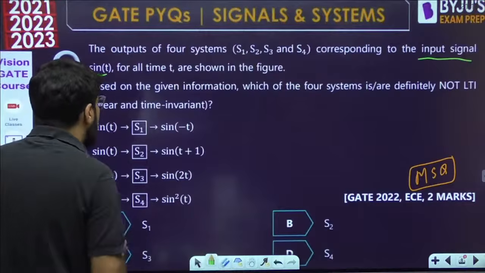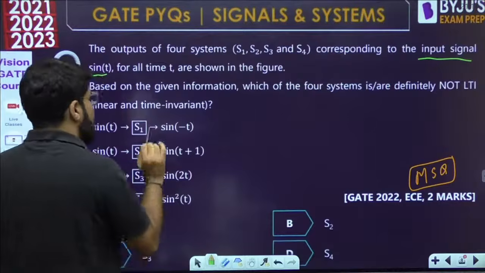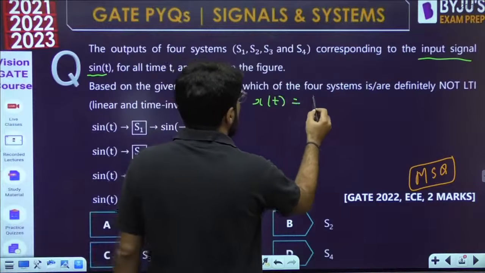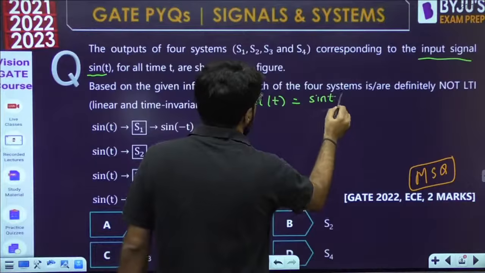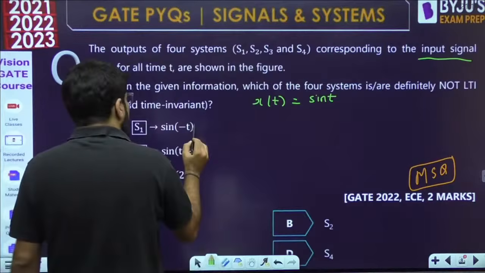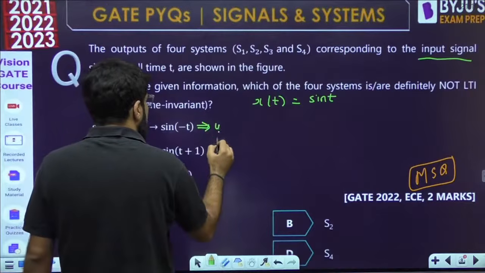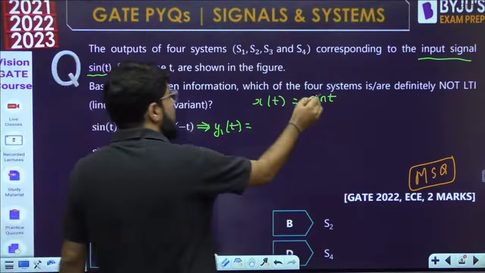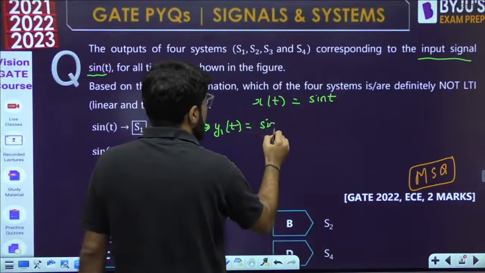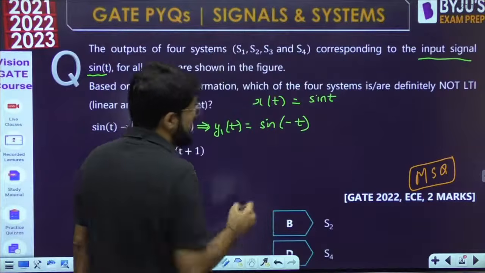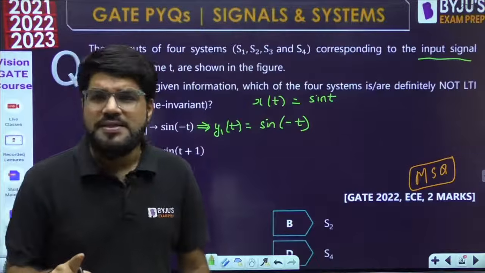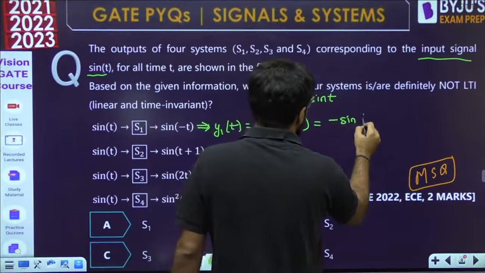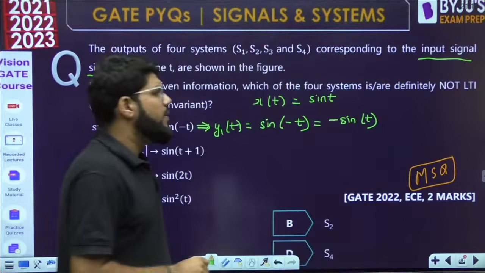If I talk about the system S1 of t, my input x of t is sin t. Now the output for the first system is sine of minus t. But look, there are 2 possibilities here. Sine of minus t is also equal to minus sin t.